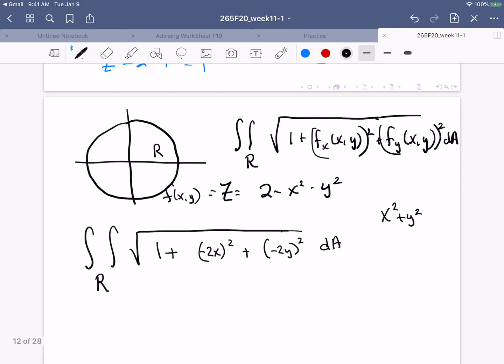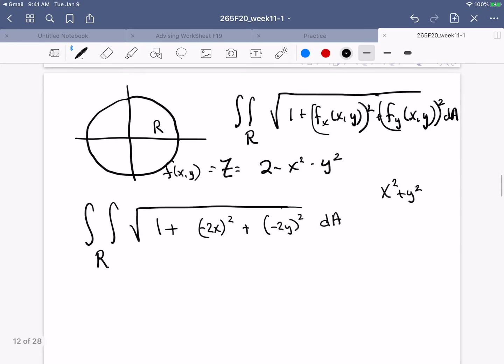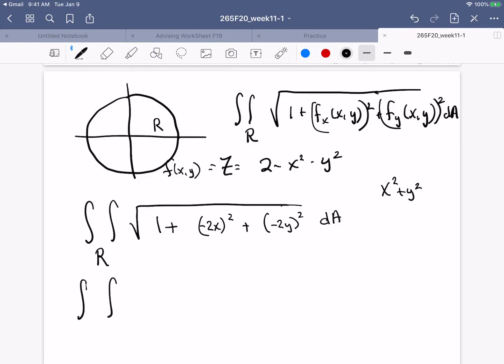And given, again, that we have x squared plus y squared, it might make sense to go ahead and change this to polar coordinates. So this is going to be integrating r going from 0 to 1, theta goes from 0 to 2 pi. This is going to be the square root of 1 plus 4x squared plus 4y squared, but that's going to be 4r squared. And then dA is r dr d theta.